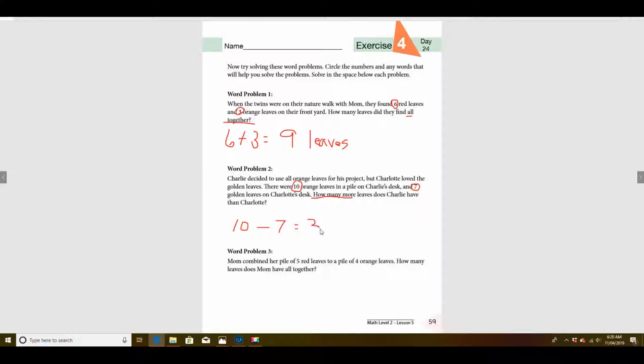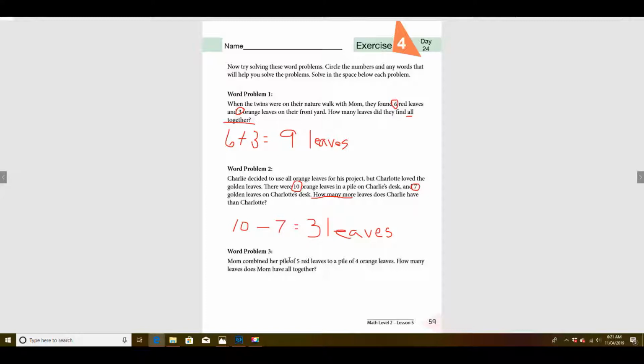Did you get 3? Good. What's our label? 3 what? Leaves. 3 leaves. Now, does this problem make sense? Charlie wanted orange, and he had 10 orange ones, and Charlotte wanted gold, and she had 7. So he had more than her, but how many more did he have than her? He had 3 more leaves than she did. That means that if she got 3 more leaves, she would have the same as he, right?